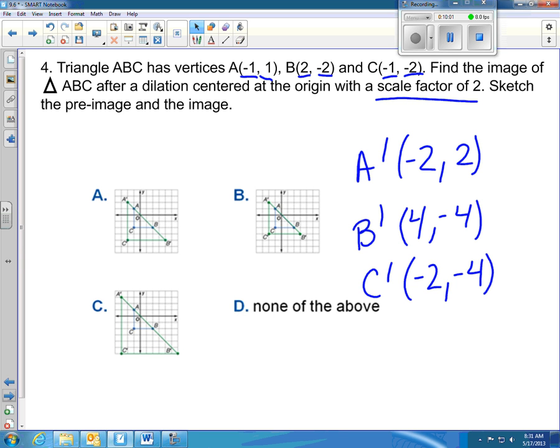So go ahead and find a green image that has those same 3 ordered pairs, and you're going to find the new image, and then that'll be A, B, C, or D.